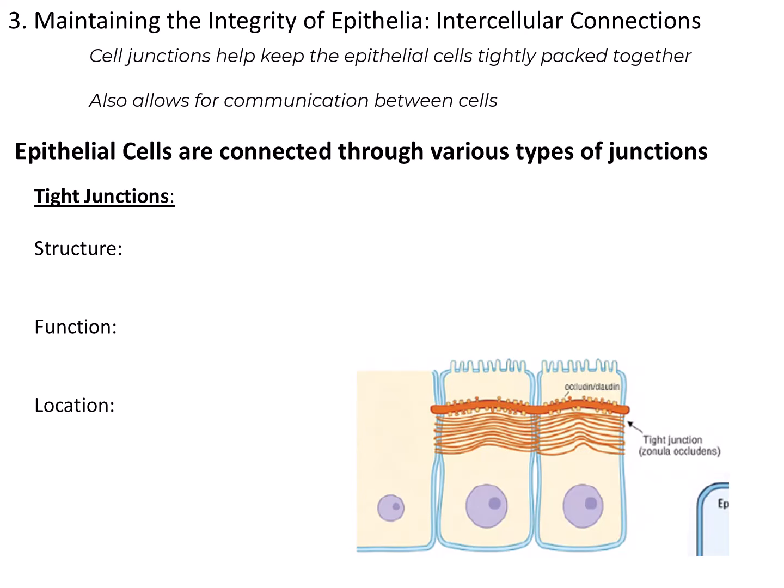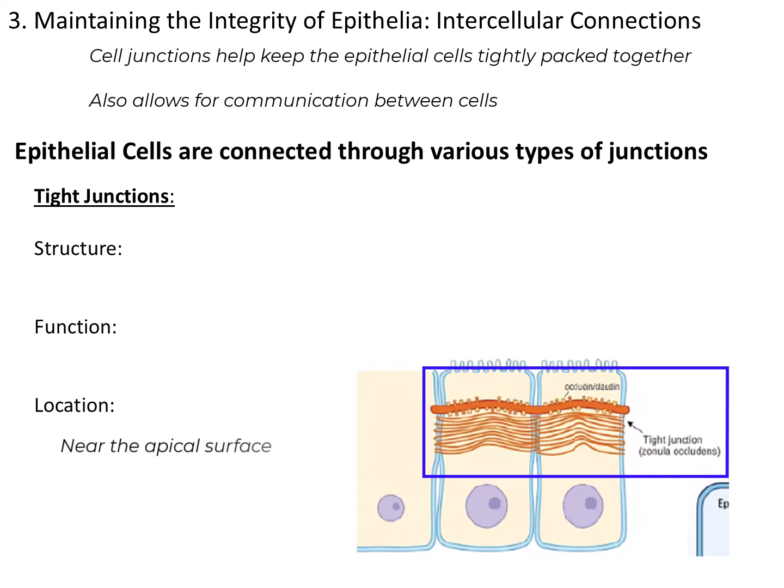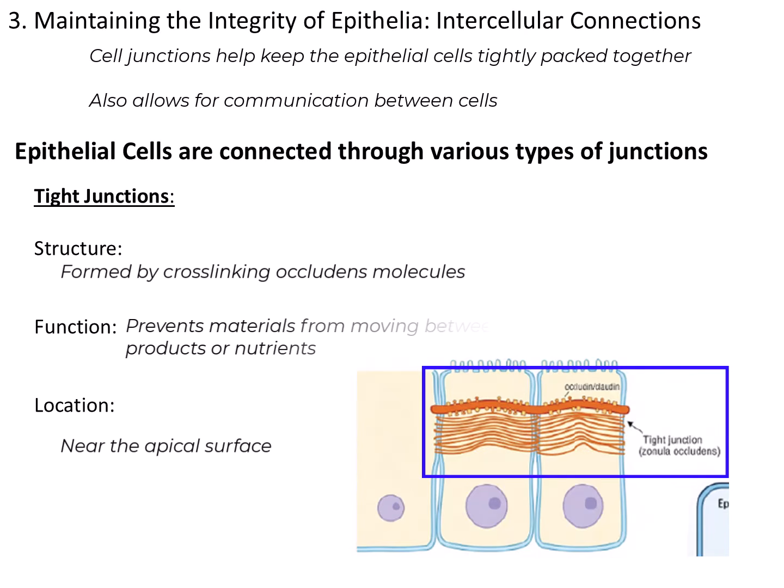The first is tight junctions. These junctions are located near the apical surface of the cells. They are formed by cross-linking occluding molecules. Tight junctions are like the zipper on your jeans. They prevent the passage of molecules between the epithelial cells.